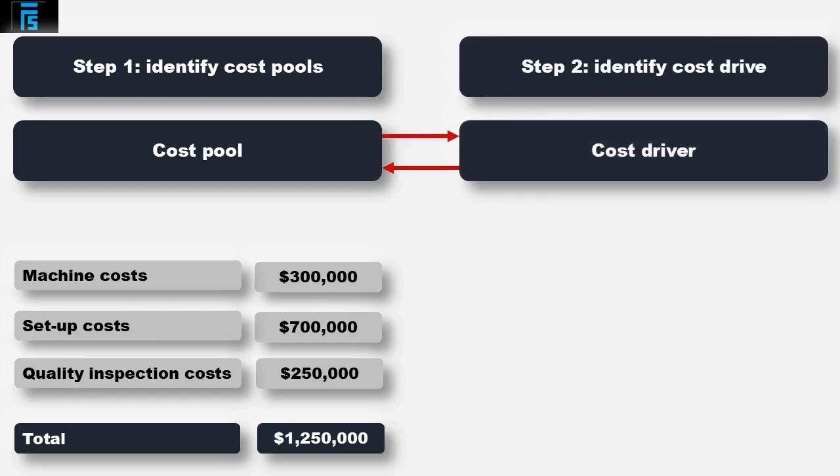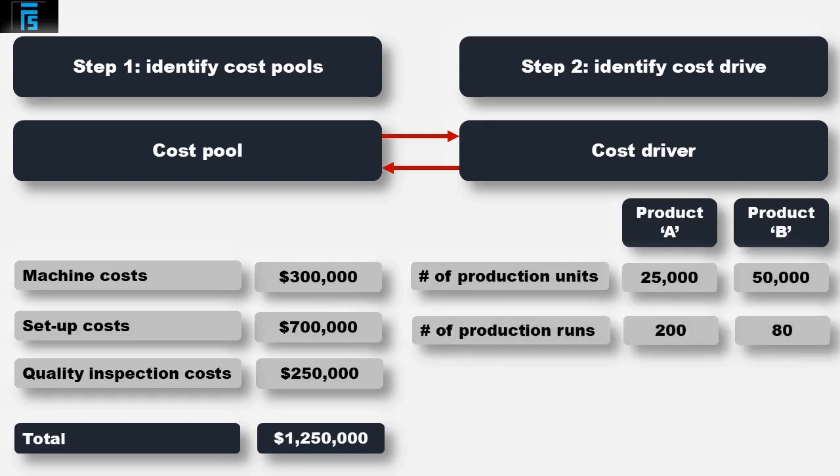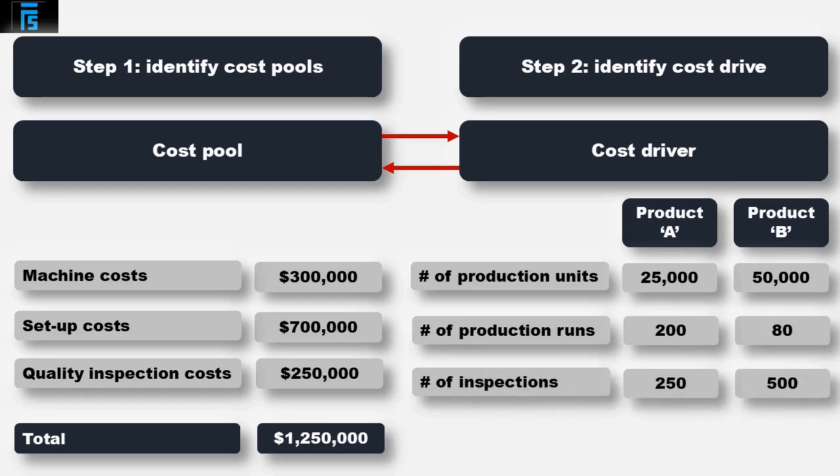Step 2 is to identify the cost driver for each cost pool. Here we need to determine what is driving each of the 3 overhead types. The cost drivers are typically given in any activity-based costing scenario, and it is the job of the student to link the cost driver to the cost pool. So, the first cost pool, machine costs, is driven by machine time, or the number of machine hours. Setup costs are determined by the number of production runs, while quality inspection costs are driven by the number of inspections carried out.